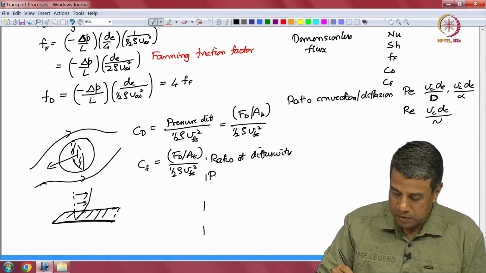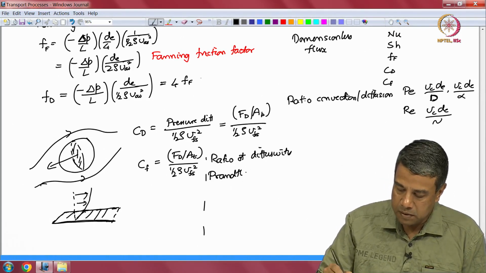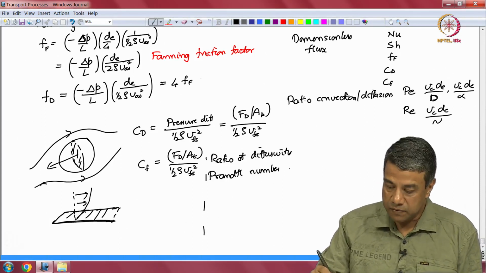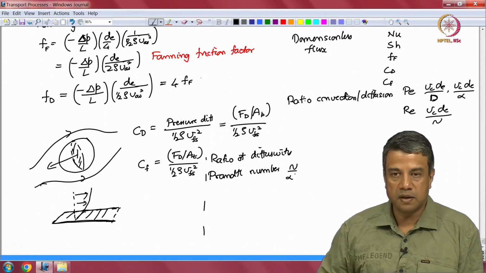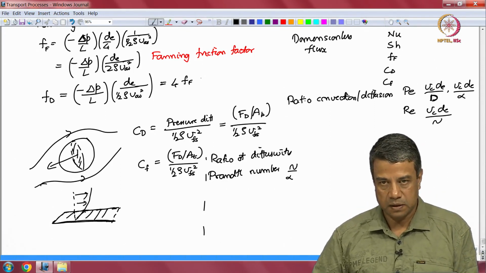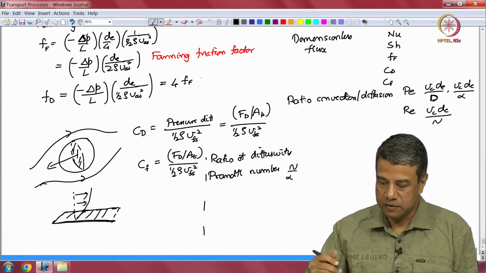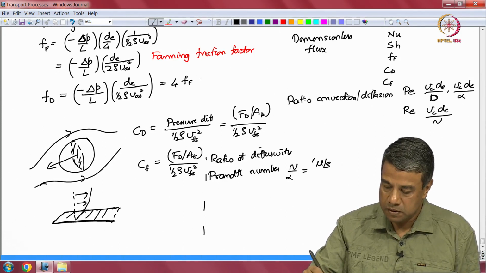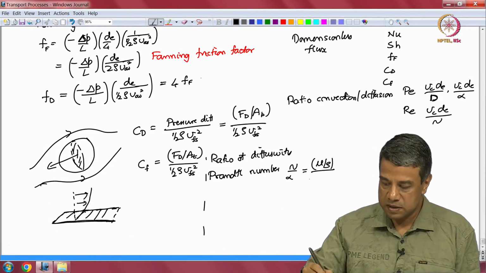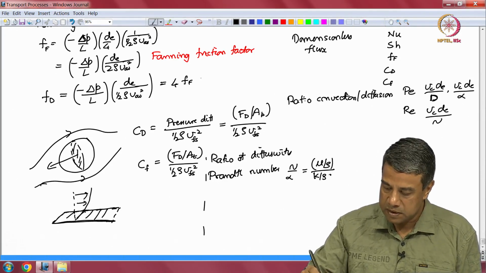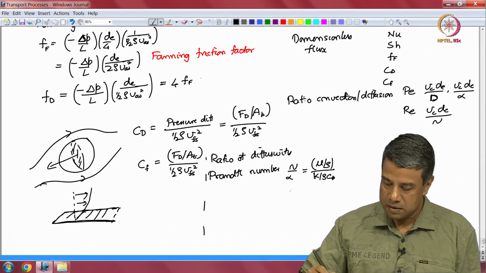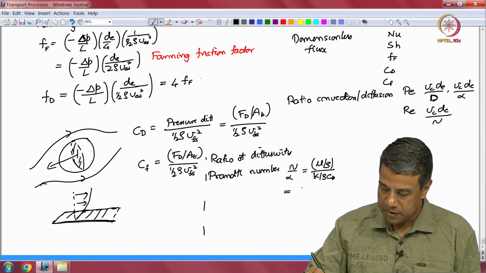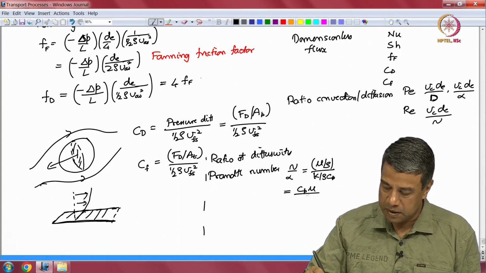The Prandtl number, which is the ratio of momentum and thermal diffusion. Ratio of momentum and thermal diffusion is the Prandtl number. Momentum diffusion is mu by rho, thermal diffusion is k by rho Cp. So, you get the usual definition of Prandtl number, which is equal to Cp mu by k.